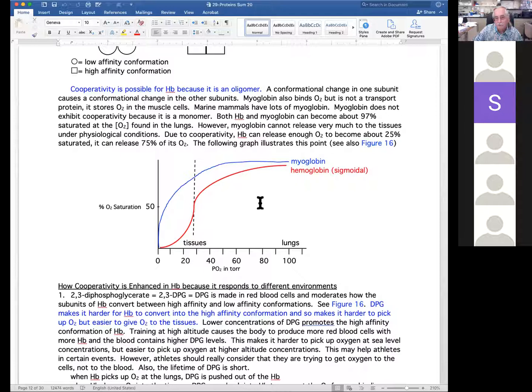So if hemoglobin comes into a tissue where there's about this much oxygen, what's it going to do? Not much. What about over here? What's it going to do? Oh, it's going to start dumping it. But myoglobin won't be able to do that. Hemoglobin will.